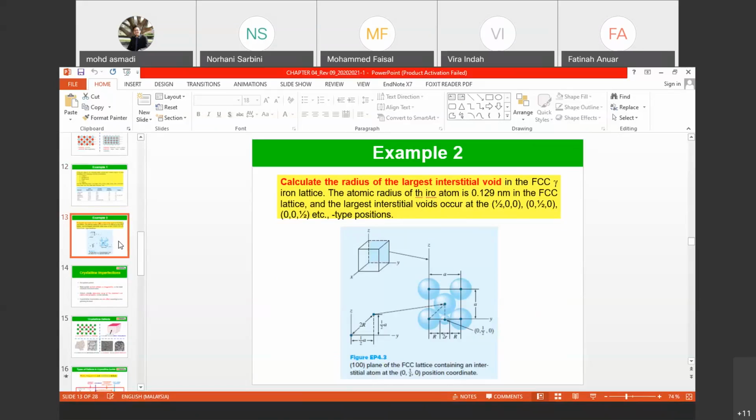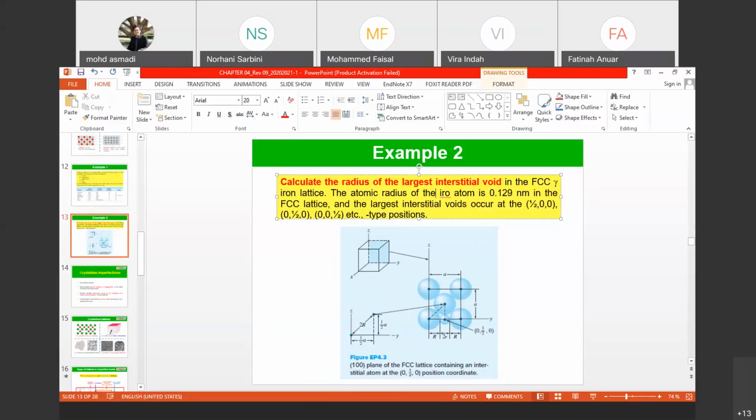Before we start the next part of this chapter, for example two: calculate the radius of the largest interstitial void in the FCC gamma iron lattice. The atomic radius of the iron atom, sorry, this one should be the iron atom, is 0.129 nanometer.